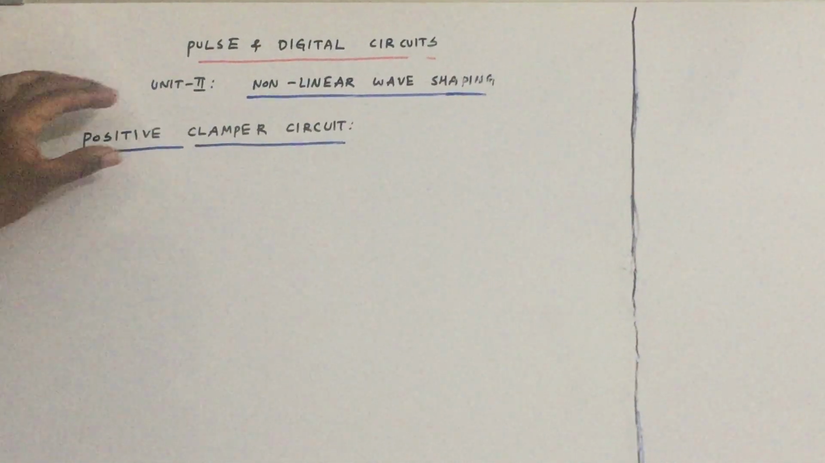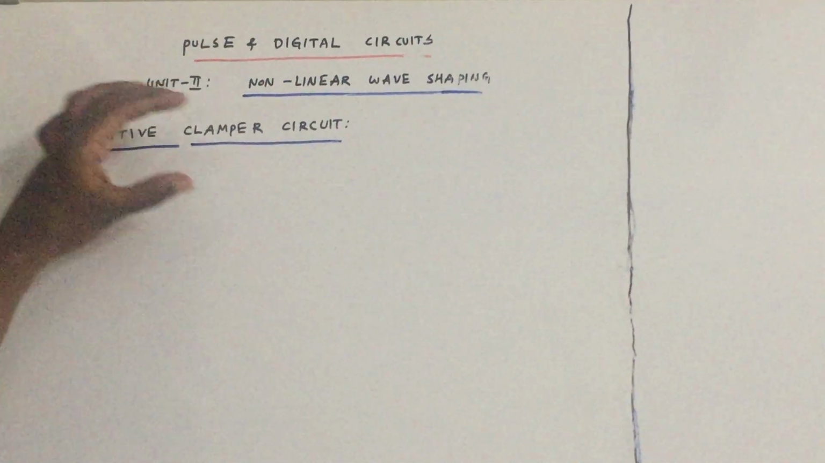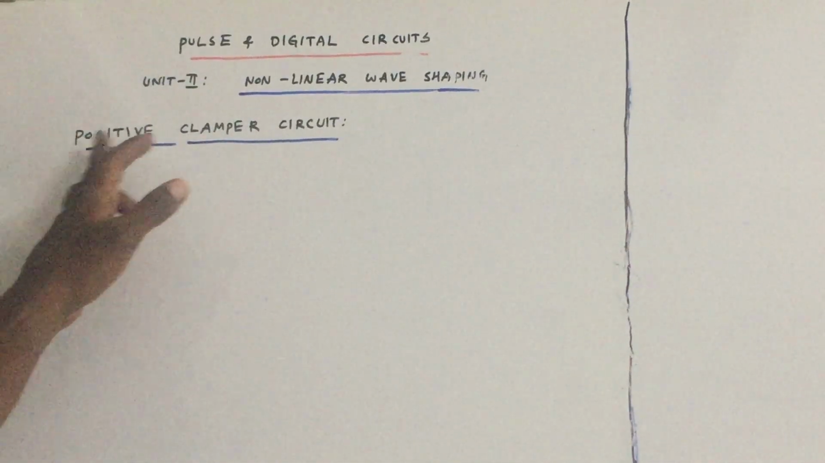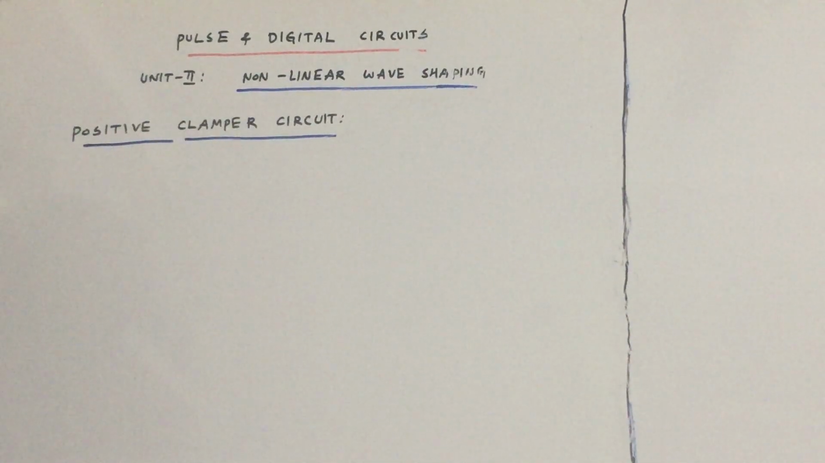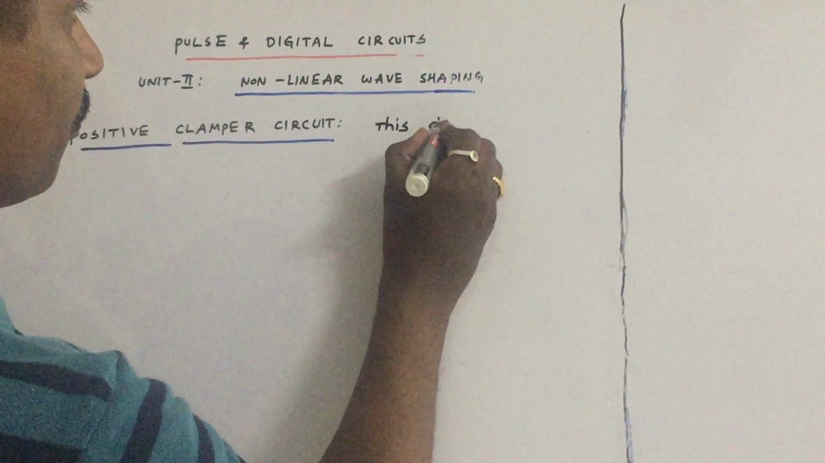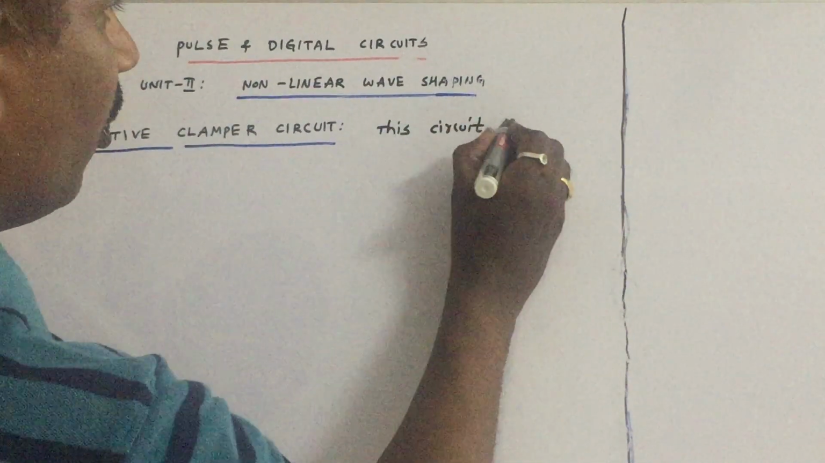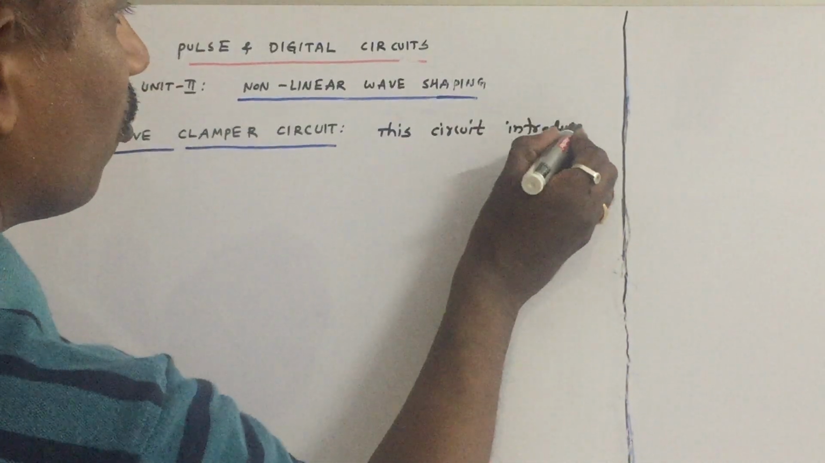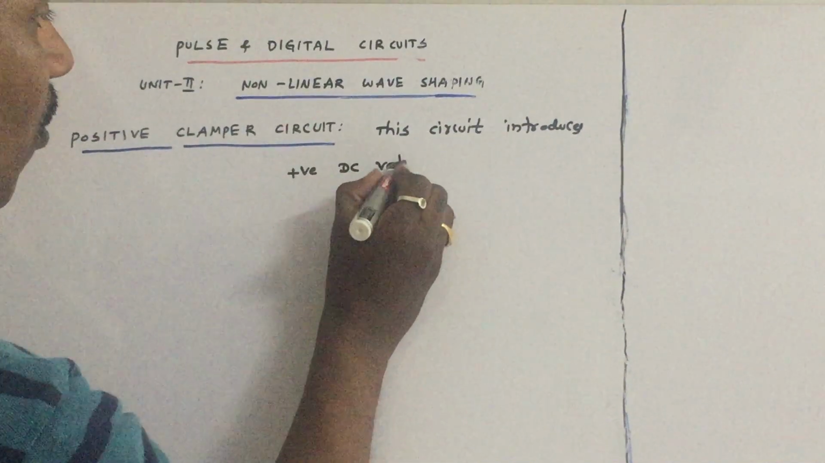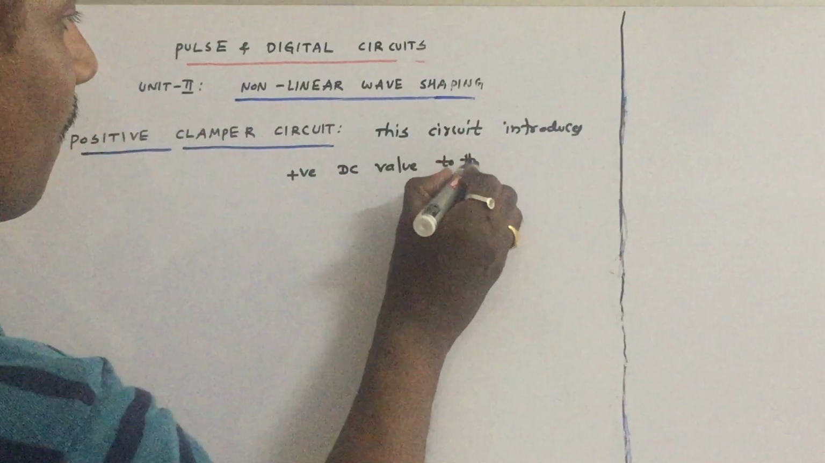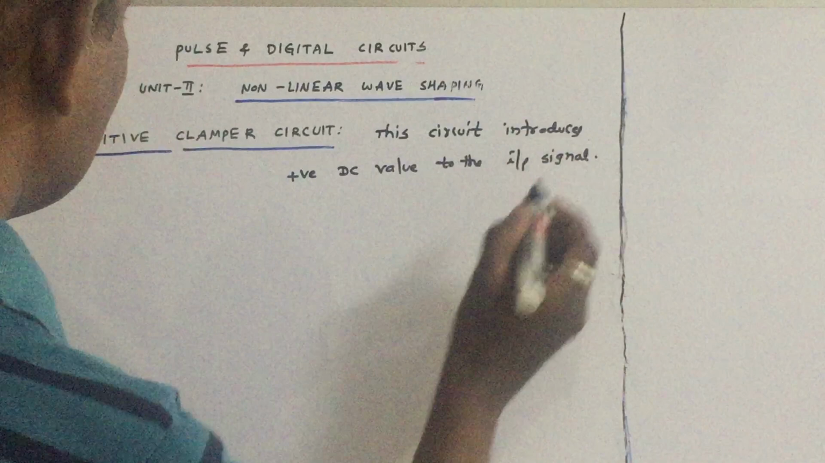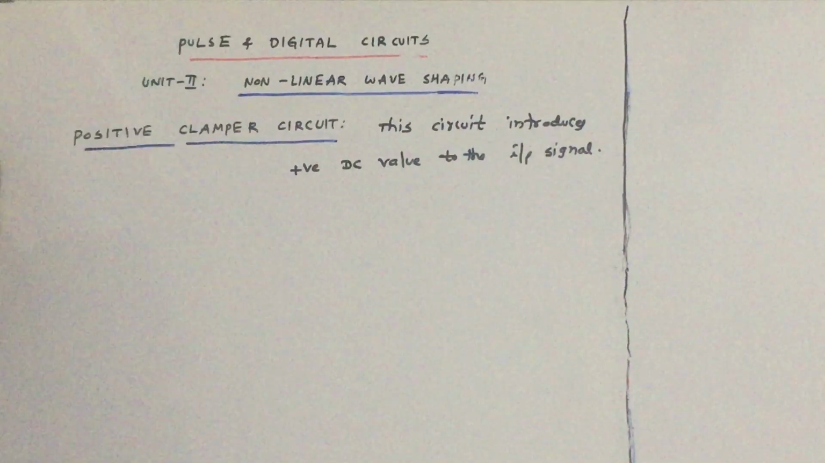First, why is it called a positive clamper? Since it introduces a positive DC value to the input signal, that's why it is called positive clamper circuit. This circuit introduces positive DC value to the input signal. That's why it is called positive clamper circuit.